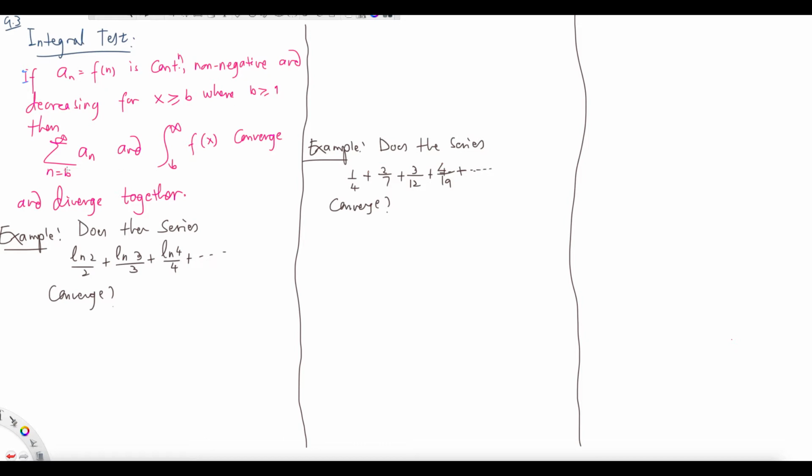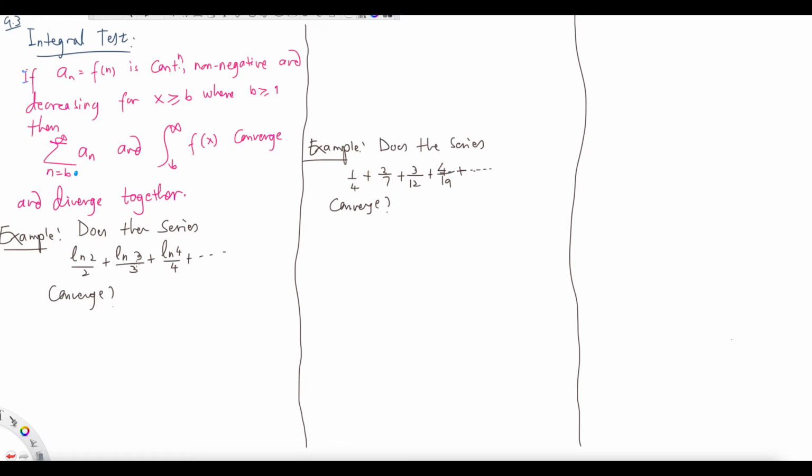So it could start from 1 or 2 or 3 like that. That b can start from any number there, greater than or equal to 1. Then the series and the integral starting from b converge and diverge together. So that's the theorem. Now what I want to do is one of the examples from your book.